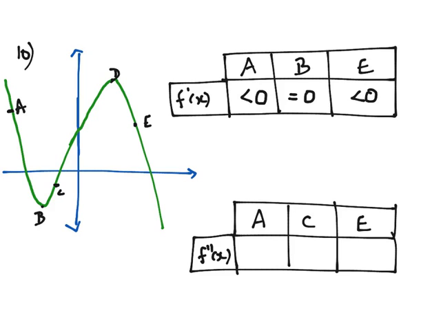Now here you can see that a is part of the curve which is concave up, so f double dash of a has to be positive. C is also part of the curve which is concave up, so positive. Now E is part of a curve that is concave down, so it is less than 0.